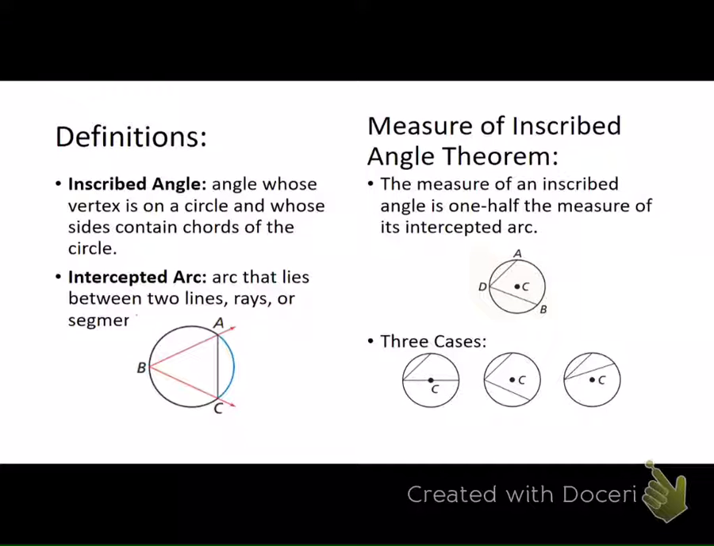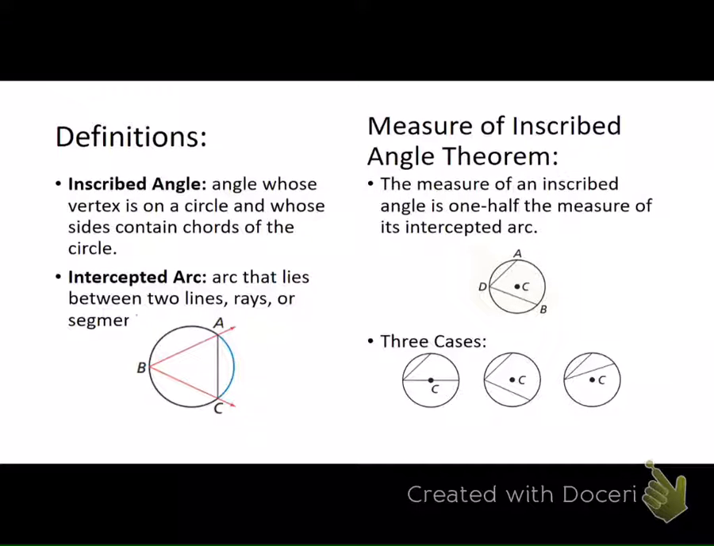Please pay attention. An inscribed angle is an angle whose vertex is on the circle and whose sides contain chords of the circle. So for example here, this is different than a central angle because the vertex is now sitting on the circle rather than at the center. You guys see the difference there?